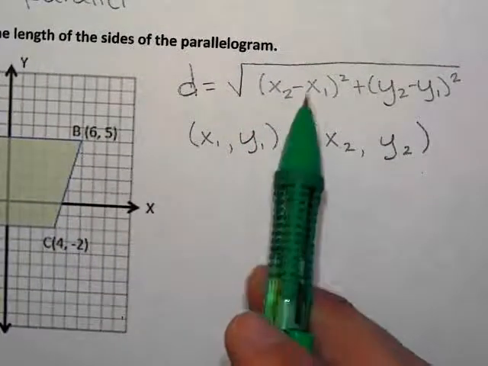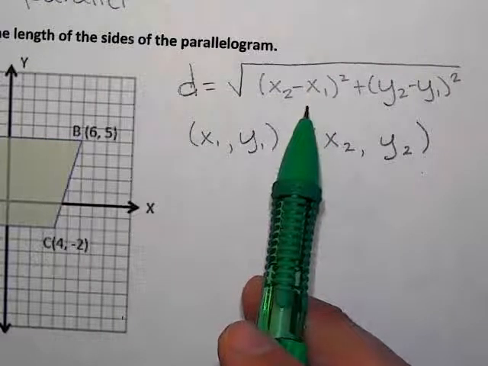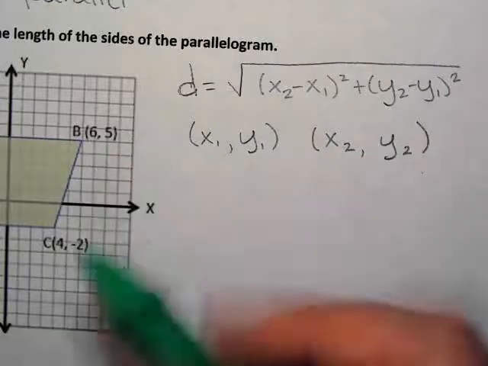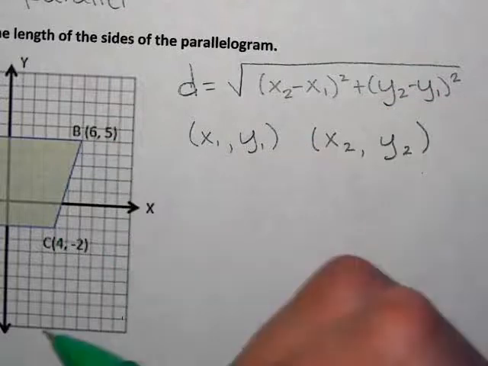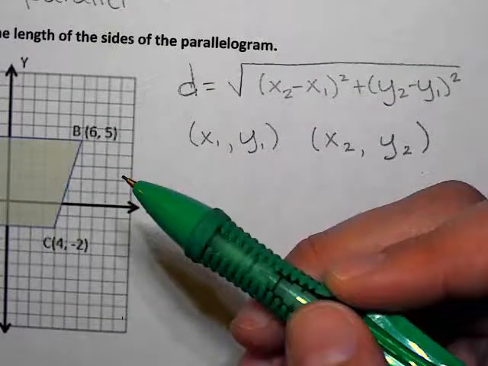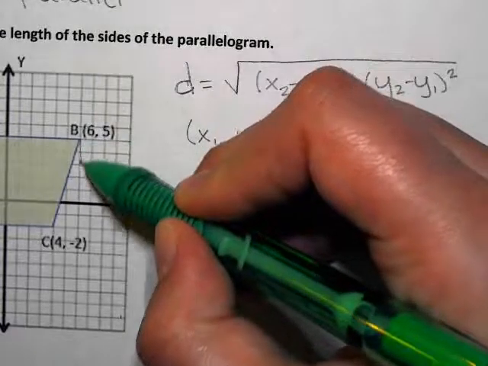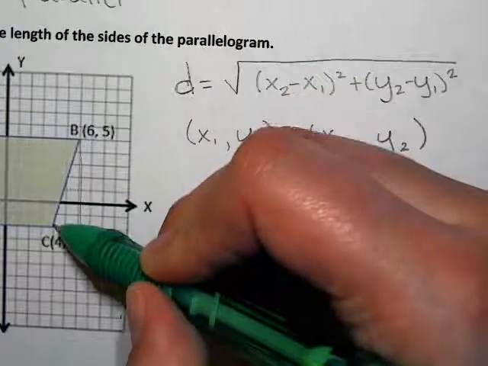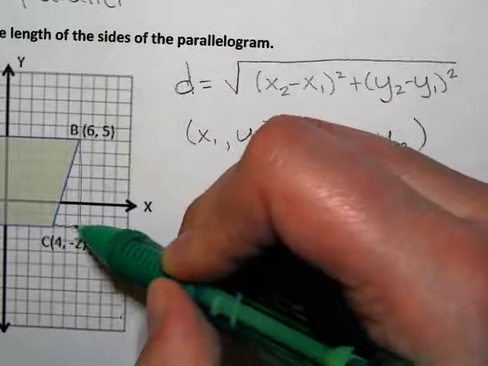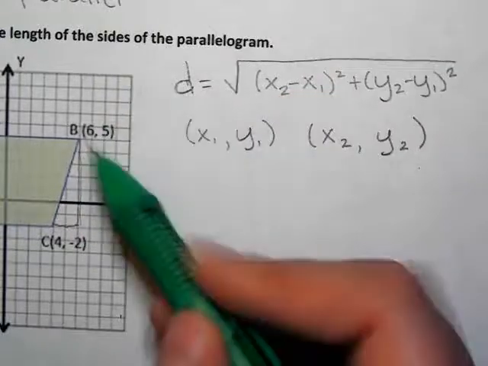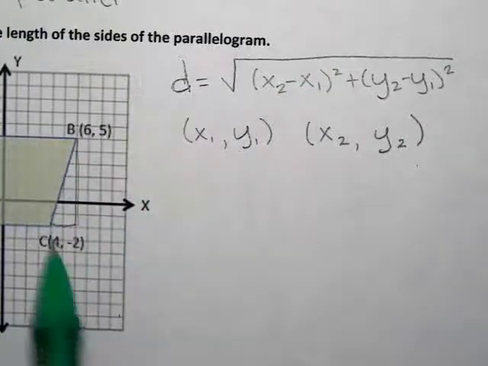Listen carefully. If I want to know how far apart those points are, that's the hypotenuse of a triangle. Yeah, it's just the Pythagorean Theorem. That's all it is.